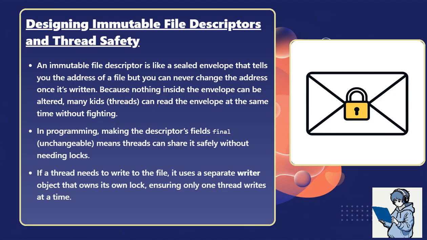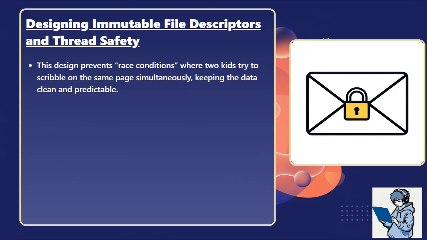If a thread needs to write to the file, it uses a separate writer object that owns its own lock, ensuring only one thread writes at a time. This design prevents race conditions where two kids try to scribble on the same page simultaneously, keeping the data clean and predictable.